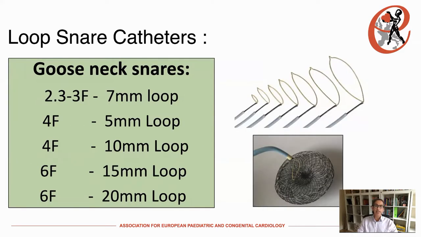Snare catheters are essential for device retrieval cases. They come in multiple different designs, but the most versatile and used ones are the gooseneck snares. And these are the only type that we store in our lab. They are available in different French sizes, catheters from microcatheter 2.3 French to 6 French, and different snare loop diameters ranging from 2 millimeters to 35 millimeters.